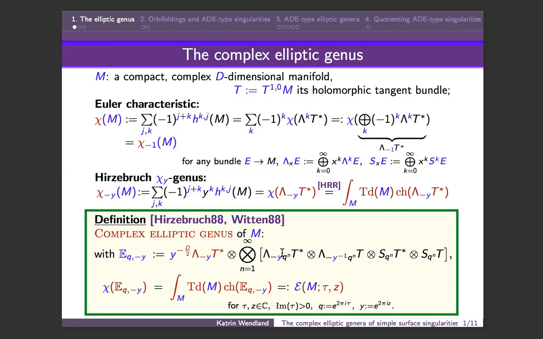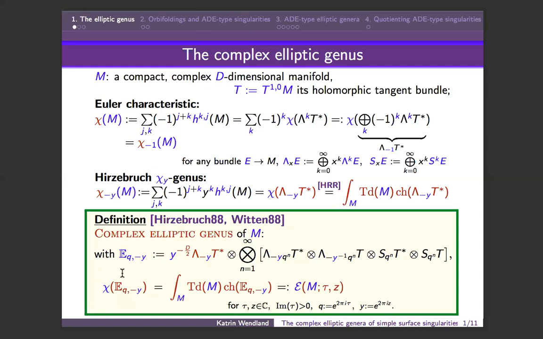But well, this further refinement is actually very important. We're introducing yet another formal variable q, and then some complicated expression. I will say a few words about how to motivate this expression in a minute, but for the purposes of this talk, you can just view this as a black box. At the end of the day, you have an infinite power series in y and y inverse and in q, and all the coefficients are just complicated vector bundles whose Euler characteristics are of interest from a geometric point of view.